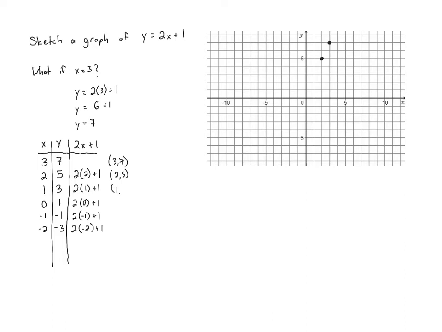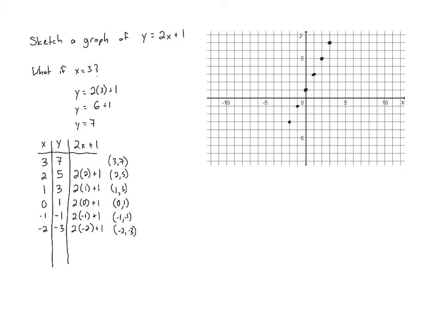Continuing, we've got (1, 3). That is to the right 1 and up 3. That is going to go right here. The next point is (0, 1). That's going to go right here. We've got (-1, -1). That's going to go down there. And (-2, -3) is going to go to the left 2 and down 3. It's going to go right there.